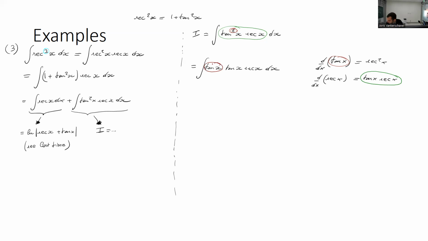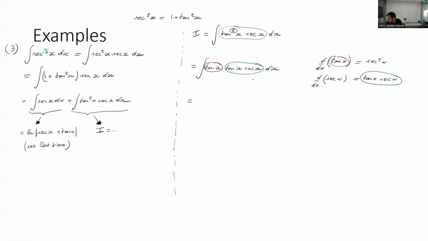So then I see something really nice happening. I have a tan x here, and I have a tan x secant x here. And why is that nice? Well, now I can use my integration by parts formula, and in order to apply that formula, I need to choose something that is easy to integrate, so something where I can easily find the integral.